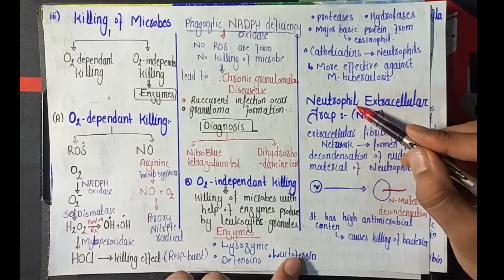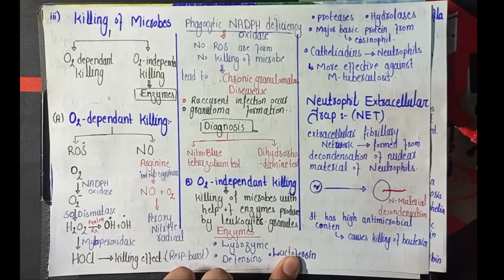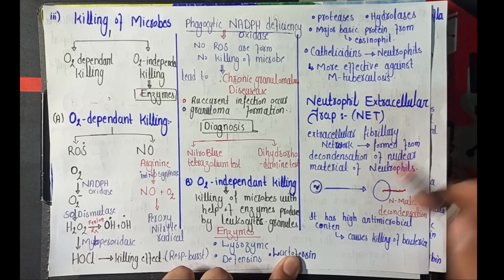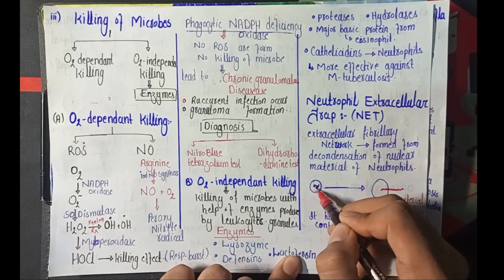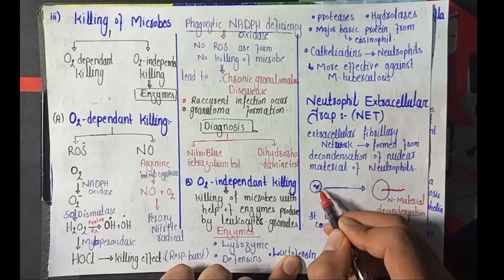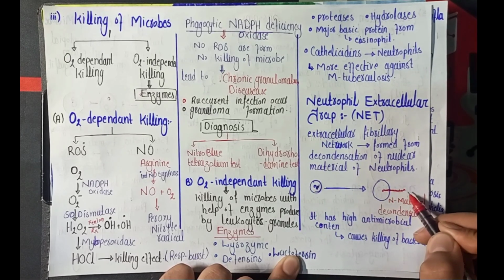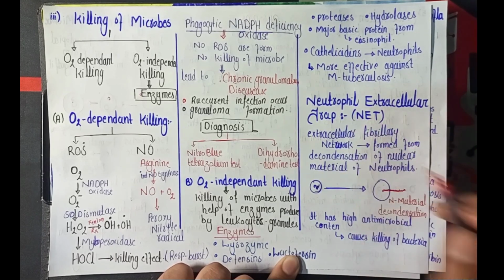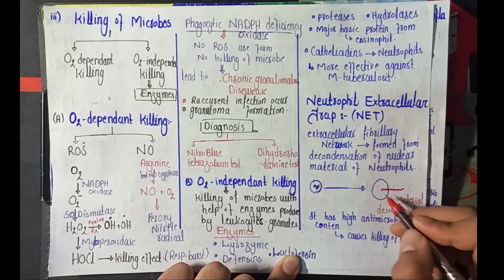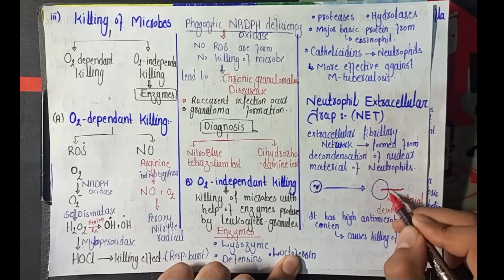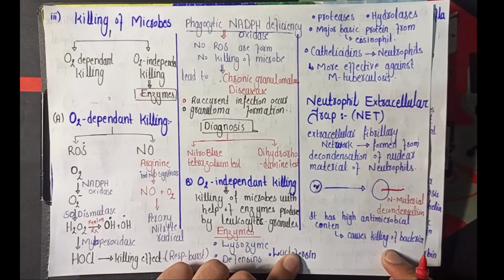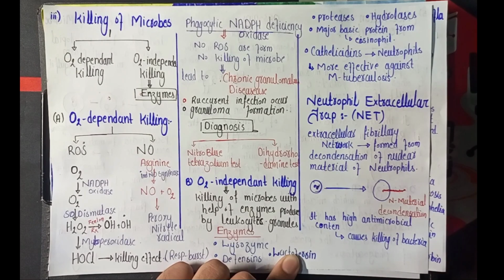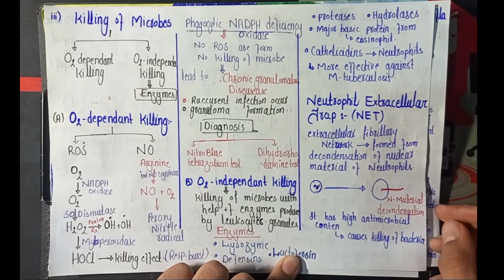Now we talk about the neutrophilic extracellular trap, or NET. The neutrophilic extracellular trap is formed from the neutrophil. Normally, a neutrophil has a multilobulated nucleus, but when this nuclear material decondenses, it forms a fibrillary network outside the cell, which is known as the neutrophilic extracellular trap. It is formed from the decondensation of the nuclear material of the neutrophil. This trap has a high antimicrobial content and is more toxic to bacteria, and it causes the killing of microbes and bacteria.